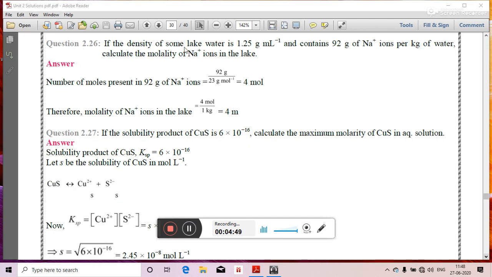Question number 26. If the density of some lake water is 1.25 gram per ml and contains 92 gram of Na plus ions per kg of water. Calculate the molality of Na plus ions in the lake. So first of all we will find out the number of moles of Na plus ions. So mass of Na plus is 92 gram, atomic mass of Na is 23 gram per mole, so it will be 4 moles. Now molality is equal to number of moles of solute, that is 4 moles, upon mass of solvent in kg, that is 1 kg.